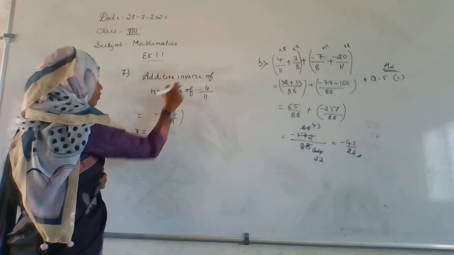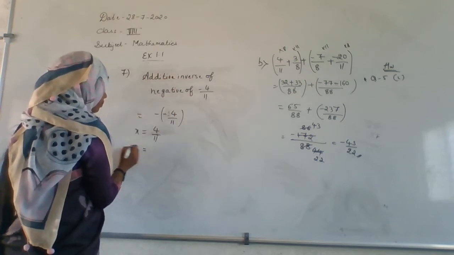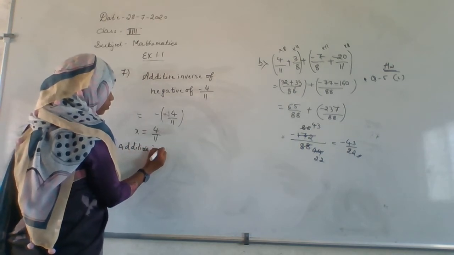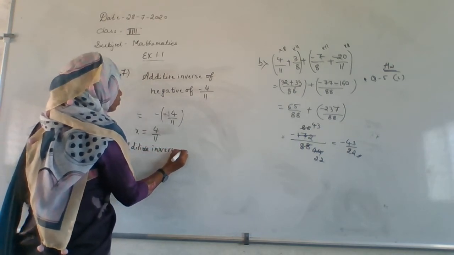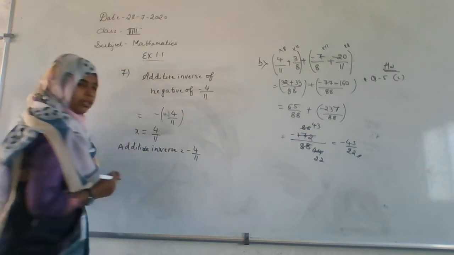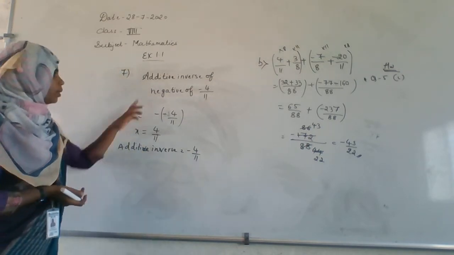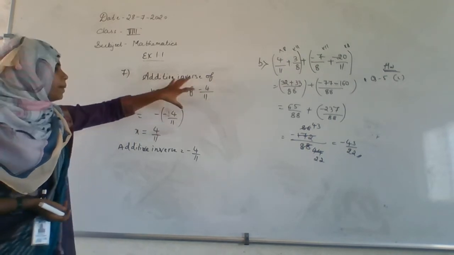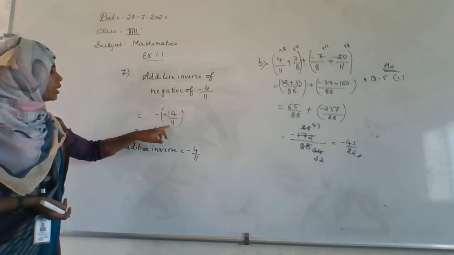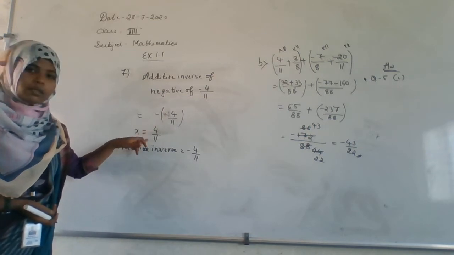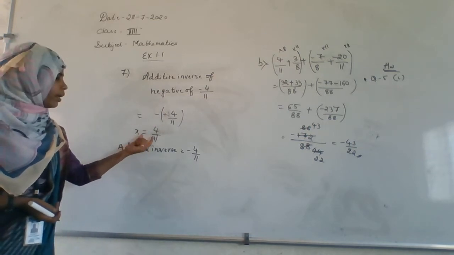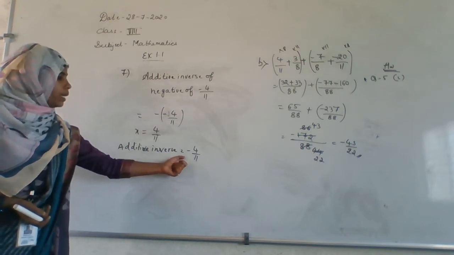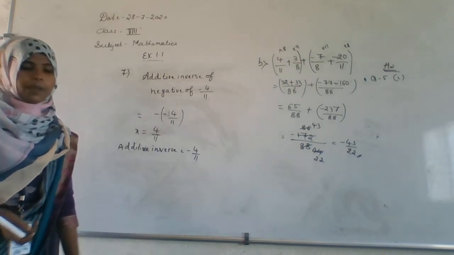Now minus into minus is 4 by 11. This is our answer for x. Now find the additive inverse of this. The additive inverse will be minus 4 divided by 11. Because they are saying additive inverse of negative of minus 4 by 11, first the negative of minus 4 by 11 will be 4 by 11. The additive inverse of x will be the negative of that number, so it will be minus 4 by 11. Okay, and the next one.